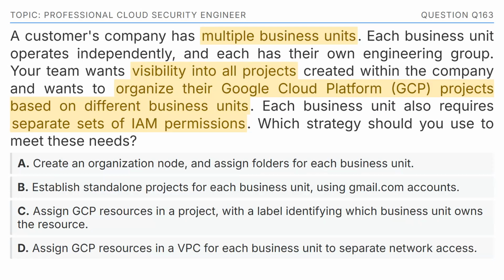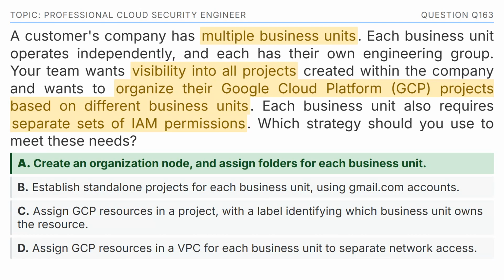To arrive at the correct answer, we focus on the keywords: multiple business units, visibility into all projects, organize their Google Cloud Platform, GCP, projects based on different business units, separate sets of IAM permissions. The correct answer is option A, create an organization node, and assign folders for each business unit.